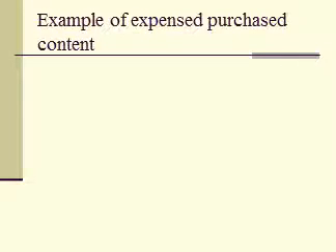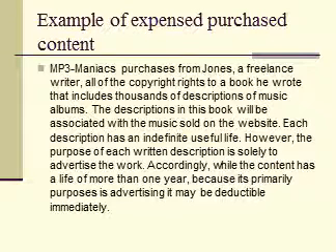Here's an example of purchased content that is expensed. MP3 Maniacs purchases from Jones, a freelance writer, all of the copyright rights to a book he wrote that includes thousands of descriptions of music albums. The descriptions in the book will be associated with the music sold on the website. Each description has an indefinite useful life. However, the purpose of each written description is solely to advertise the work. Accordingly, while the content has a life of more than 1 year, because it is primarily for advertising, it may be deductible immediately.